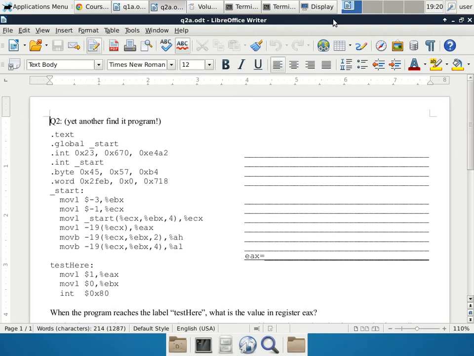Let me describe what you need to do to get full credit for this particular question. The first thing is to read the instructions.